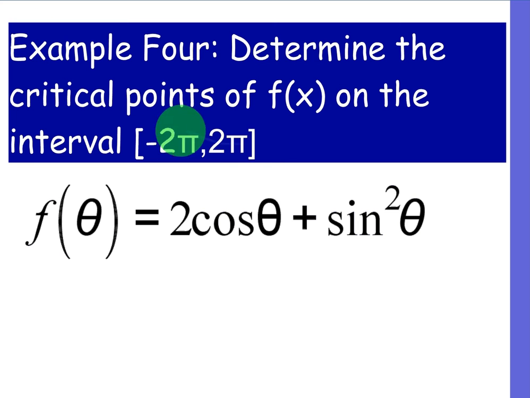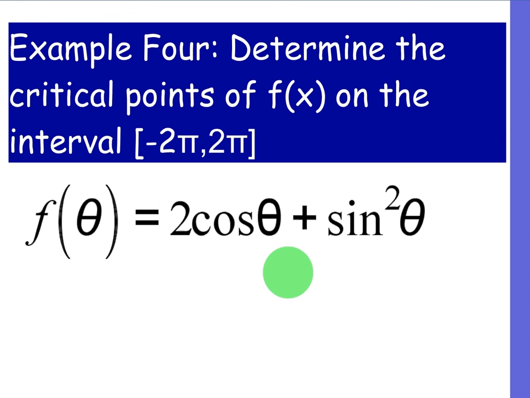Let's take a look at a trig function and see where its critical points are. Now for trig functions, we know a lot of times they repeat themselves. So we're going to have an interval for this. We want to figure out the critical points on the interval negative 2 pi to 2 pi. Notice they have brackets, so we will include those on a closed interval.